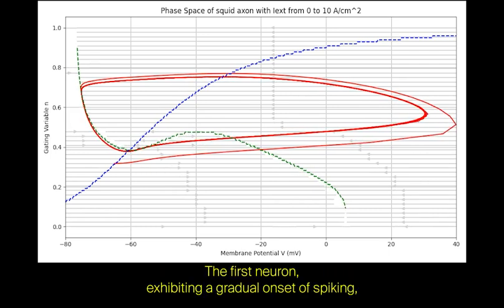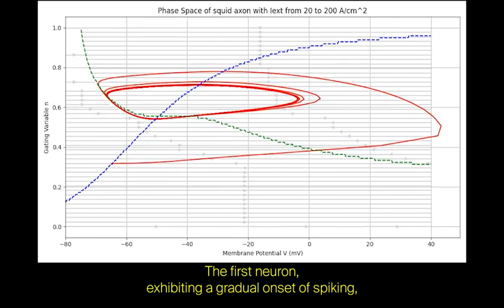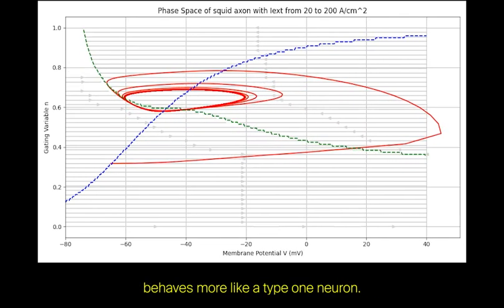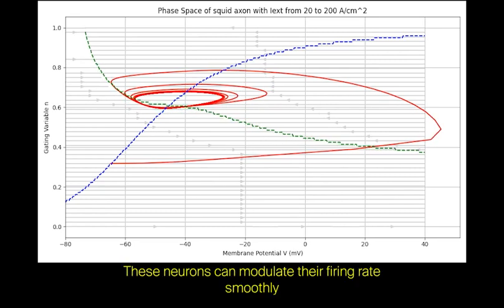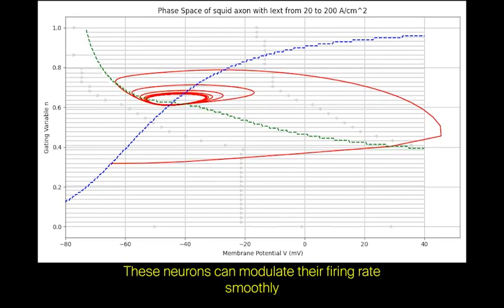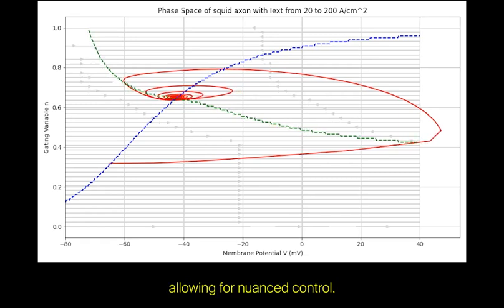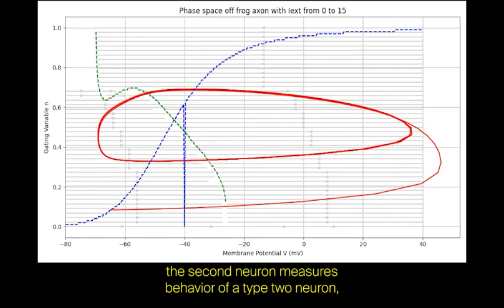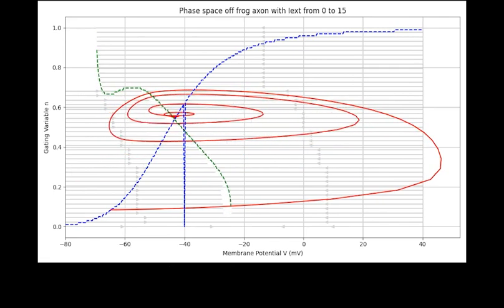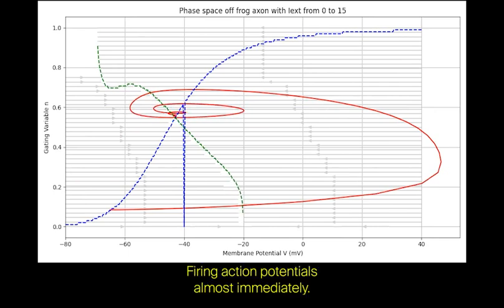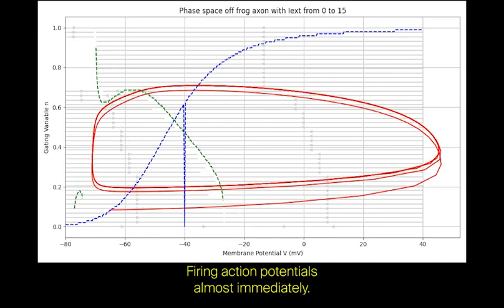The first neuron, exhibiting a gradual onset of spiking, typically belonging to a saddle node bifurcation, behaves more like a type 1 neuron. These neurons can modulate their firing rates smoothly in response to a wide range of stimuli, allowing for nuanced control. Conversely, the second neuron mirrors the behavior of a type 2 neuron, which responds sharply and sensitively to input currents, firing action potentials almost immediately.